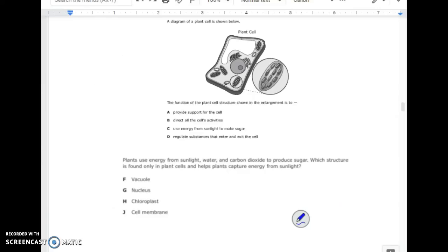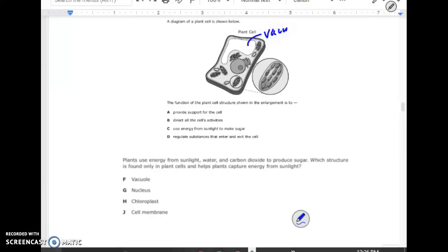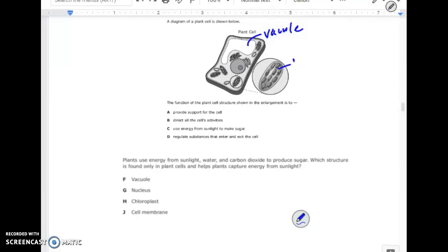The diagram of a plant cell is shown below. Here we have the plant cell, that large vacuole. The large vacuole we can see in the plant cell, and then of course we see this oval with the sacs like we referred to before. That is going to be your chloroplast. We can see the stacked pancakes in there, and then this would be our nucleus. And let's see what the question is asking us. The question says a function of the plant cell structure shown in the enlargement. Okay, so we know that the stacked pancakes is the chloroplast. Provides support. Nope, that's going to be the cell wall.